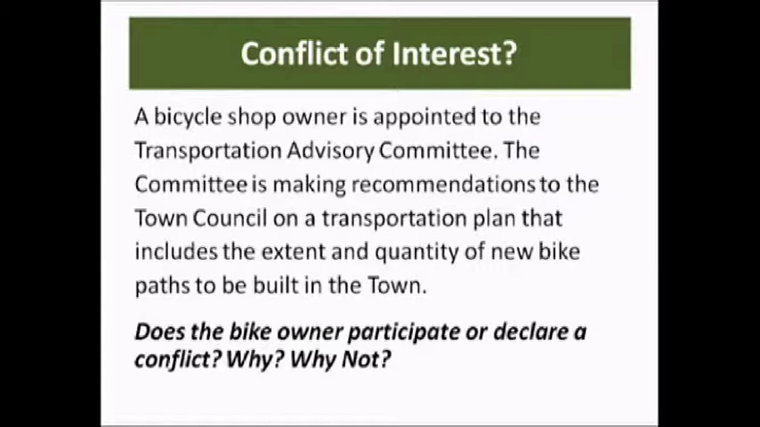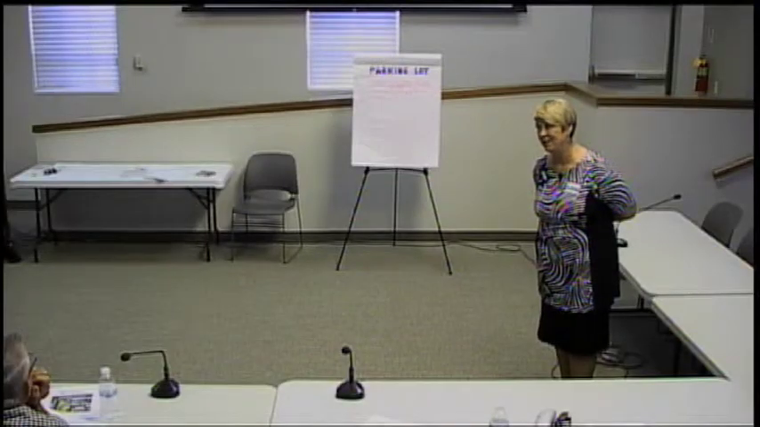Here's an example of a possible conflict of interest, but I want you to tell me whether this is a conflict. Let me go ahead and read it for you. A bicycle shop owner is appointed to the Transportation Advisory Committee. The committee is making recommendations to the town council on a transportation plan that includes the extent and quantity of new bike paths built throughout the town. Does the bike shop owner participate or declare a conflict? Why or why not? What do you think?